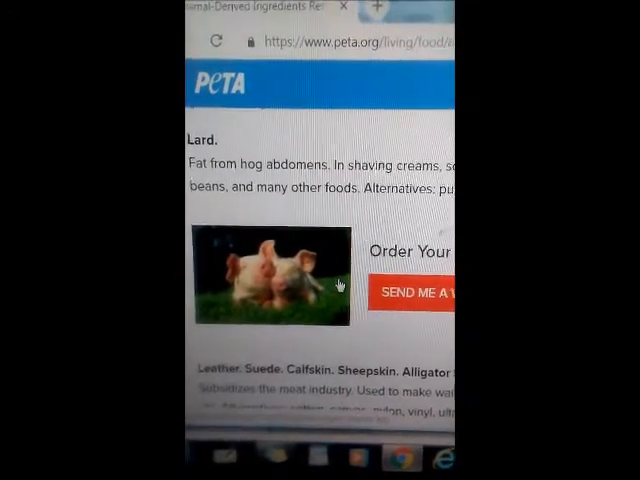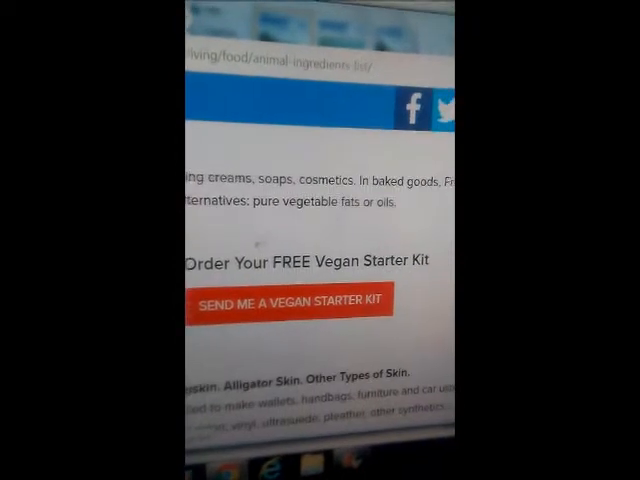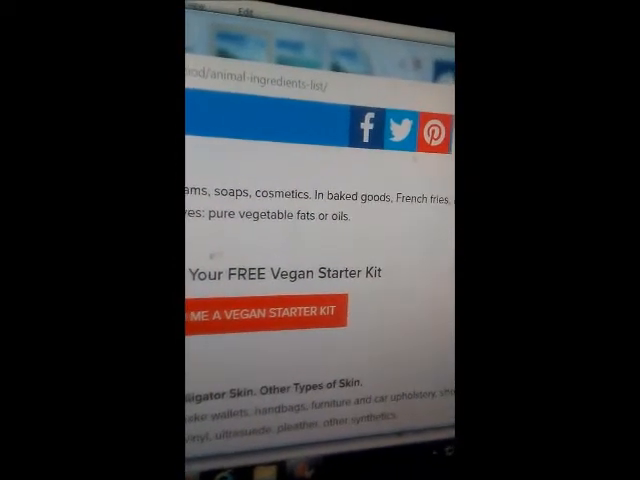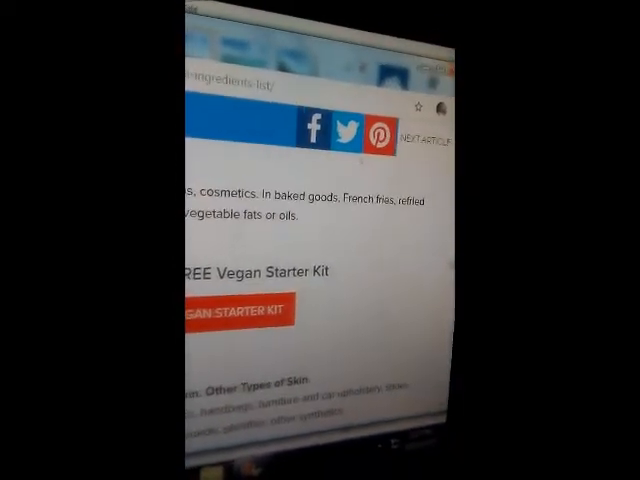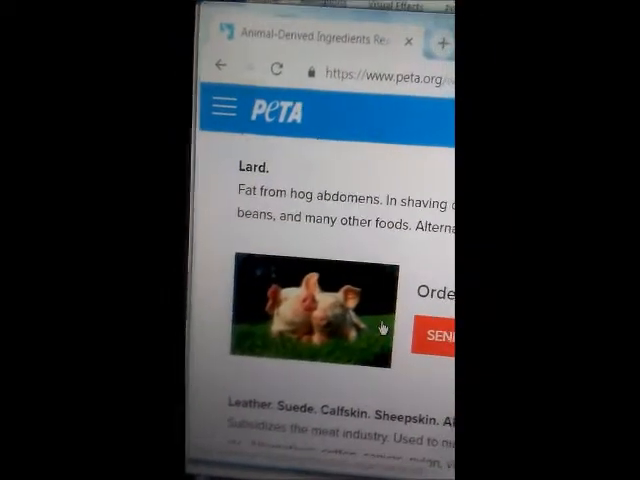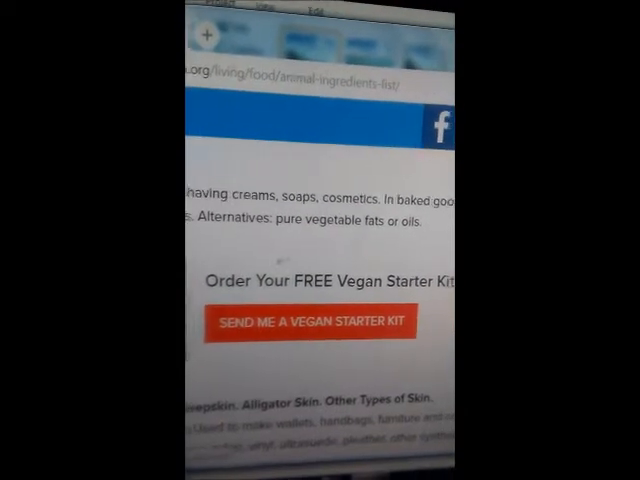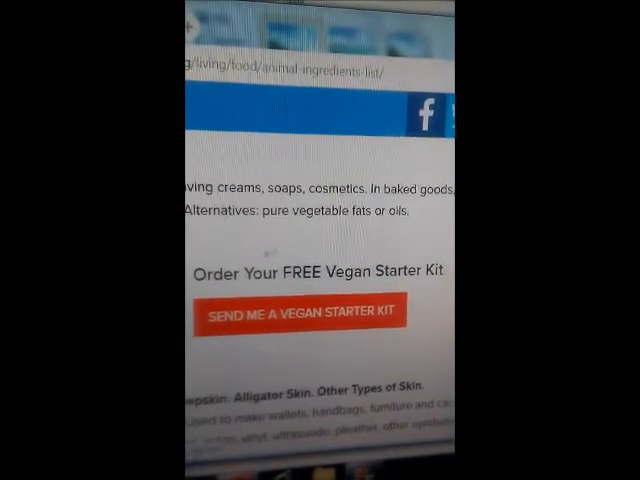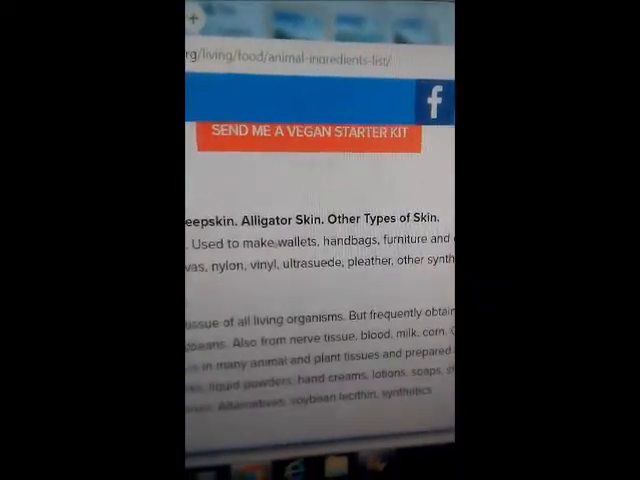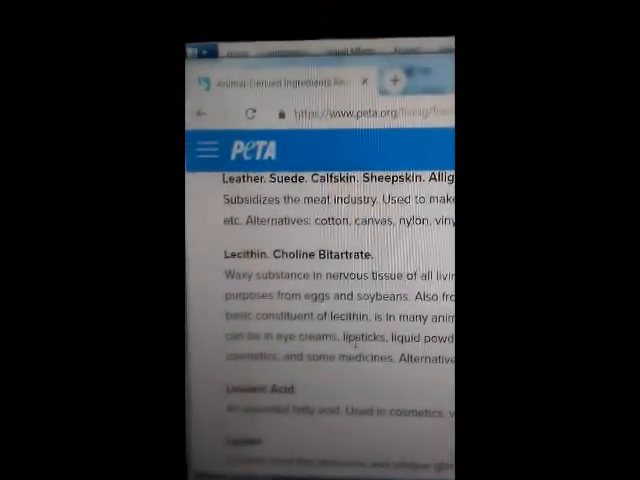Fat from hog abdomens is used in shaving creams, soaps, cosmetics, baked goods, French fries, refined beans, and many other foods. Alternatives: pure vegetable fats or oils. Okay.